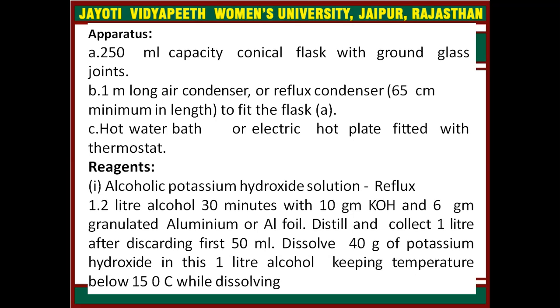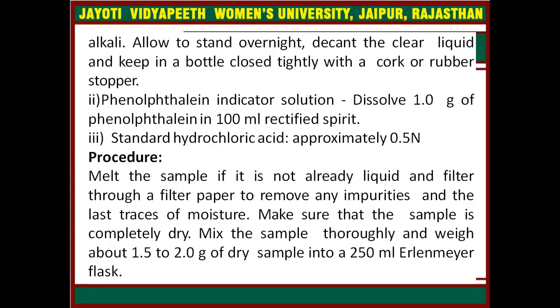Distill and collect 1 liter after discarding the first 50 ml. Dissolve 40 gram of potassium hydroxide in this 1 liter alcohol, keeping the temperature below 15 degrees while dissolving the alkali, and allow it to stand overnight. Decant the clear liquid and keep it in a bottle closed tightly with a cork or rubber stopper.